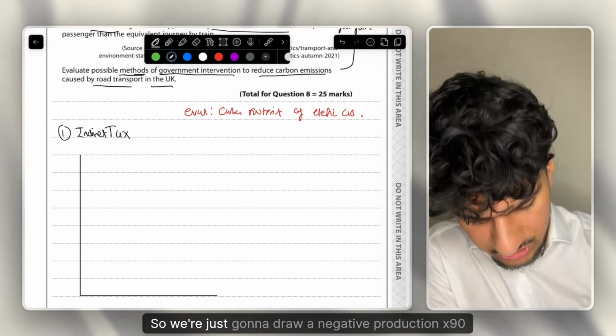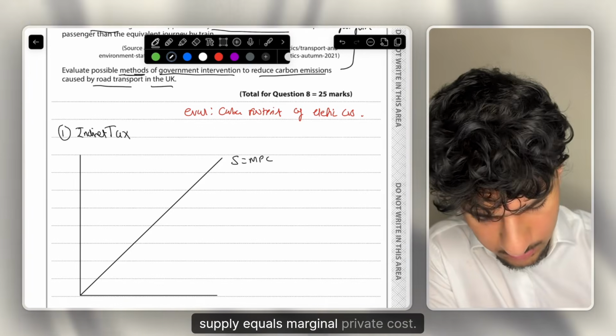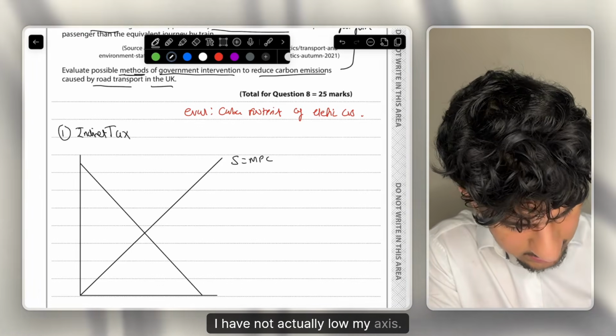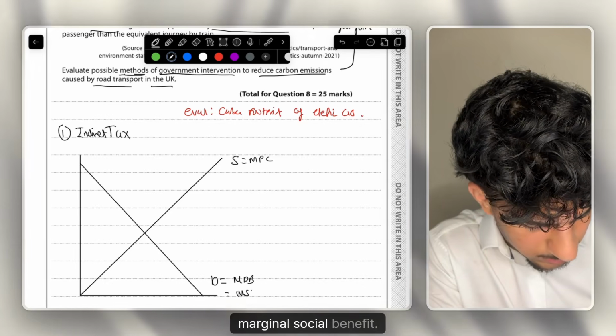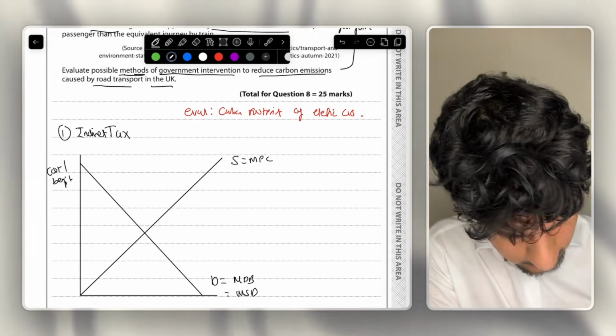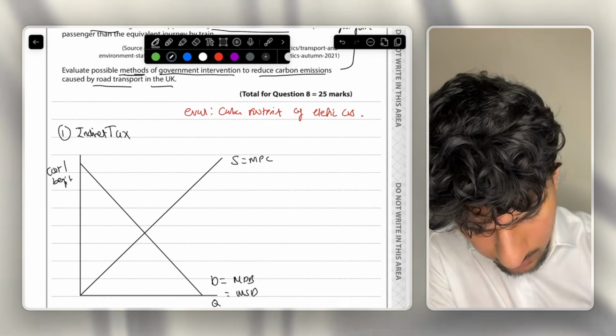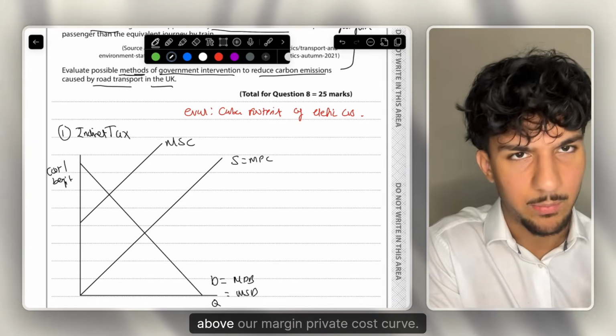But yeah, we're just going to draw a negative production externality diagram. Like I said, supply equals marginal private cost. I have not actually labeled my axis. Demand equals marginal private benefit equals marginal social benefit. And obviously cost slash benefit on this axis, quantity on this axis, and then we have the marginal social cost curve, which is obviously above our marginal private cost curve.